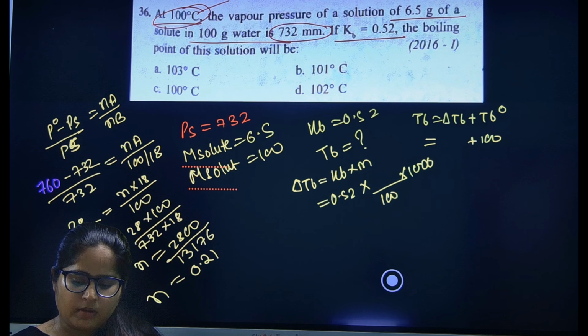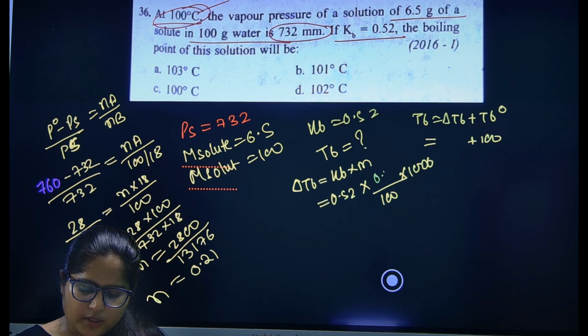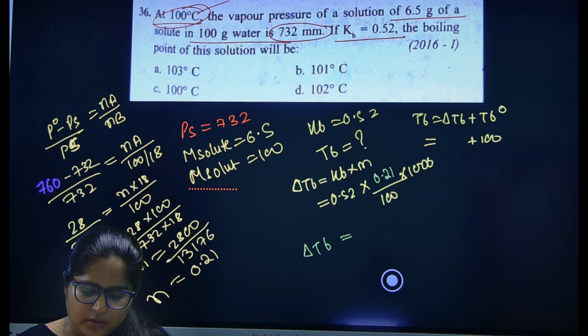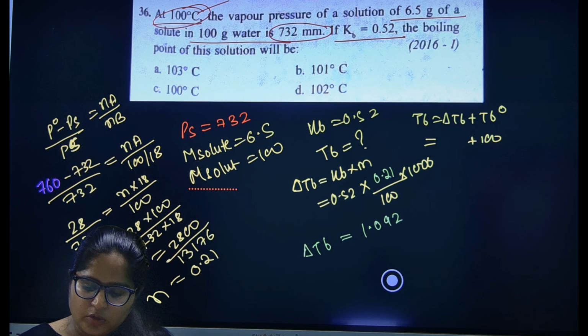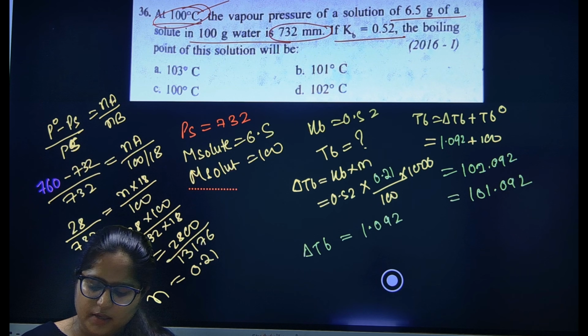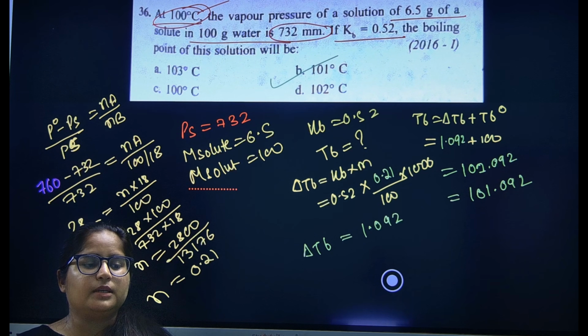Now what is the problem? Write down here 0.21 and calculate delta Tb. So delta Tb from here we will get 1.092. Now you put here 1.092, so we get 100 plus 1.092, which is 101.092. Which option? Option number B is the right answer.